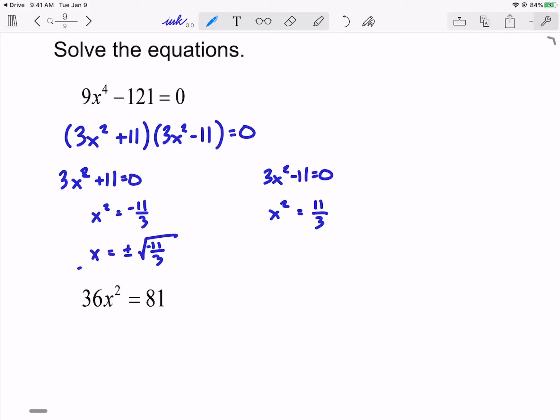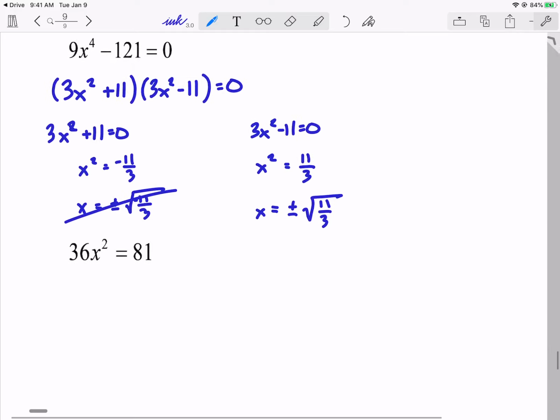Well, that one won't come up in your calculator. There is an answer, but it's not to be discussed in Algebra 1. It's an imaginary number, a complex number. So I get x equals plus or minus the square root of 11 thirds, and your calculator would spit that out as some decimal number. Okay, so that is how I'd solve the first one.